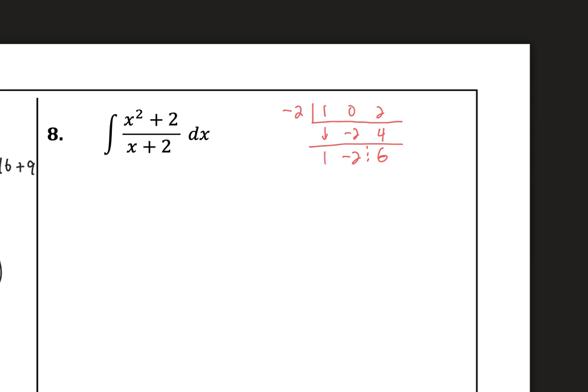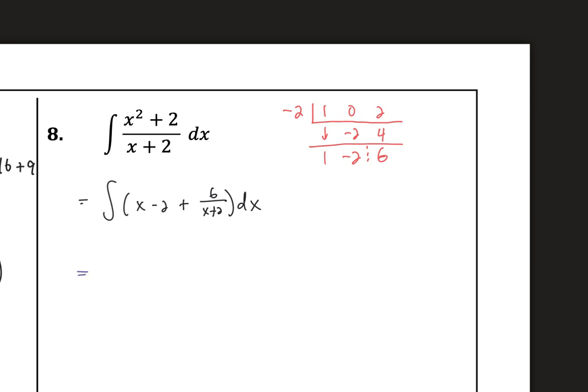Okay, so now our new integral becomes the integral of x minus 2 plus 6 all over the divisor. So that's just -2. That's the coefficient of x. If there were more numbers, the next number would be coefficient of x squared, coefficient of x cubed, and so on. Okay, and then this number is the remainder, the number farthest to the right, and that always gets divided by the divisor, that original divisor.